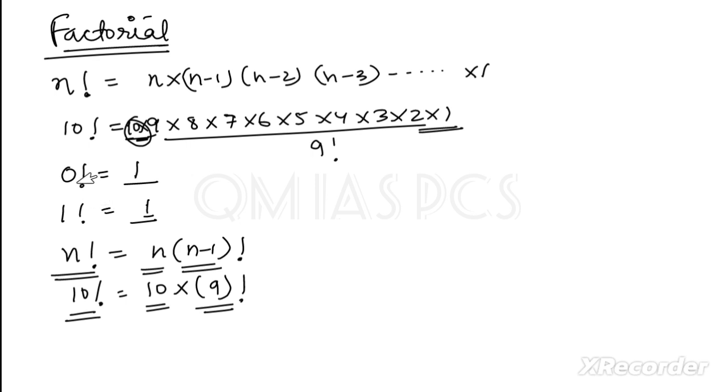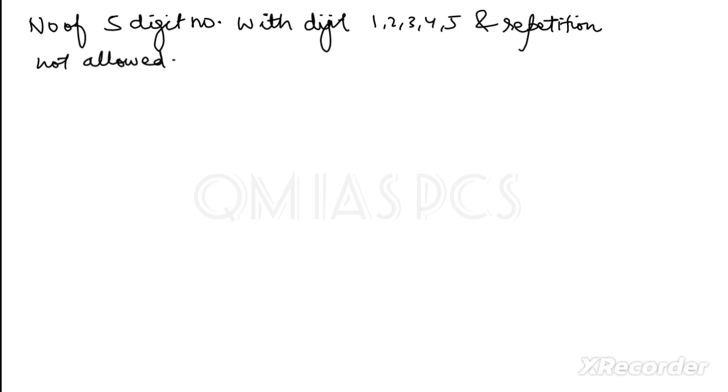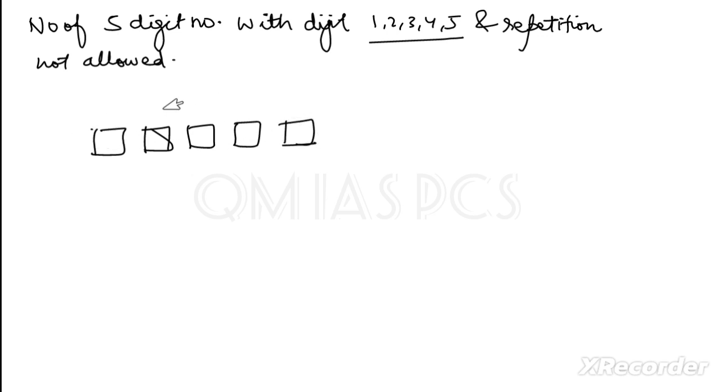Now try a few questions and then we will finish this lecture. Here is your question: the number of 5 digit numbers with digits 1 2 3 4 5, and there is one important condition, that repetition is not allowed. If I say a 5 digit number, it means first position, second, third, fourth, fifth, these are the positions of digits. And here we can fill only 1 2 3 4 5.